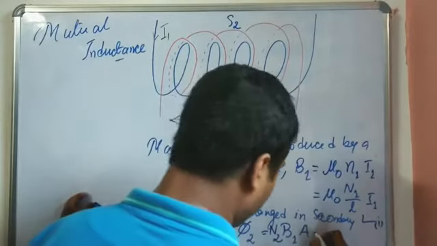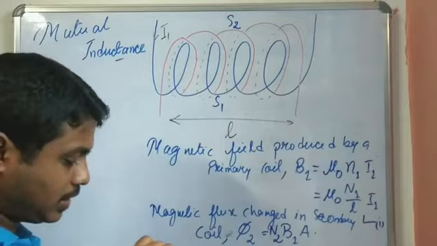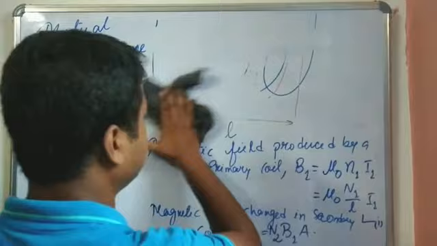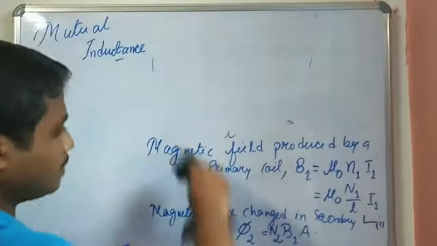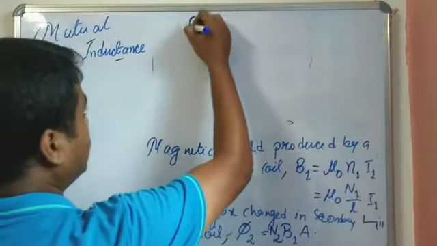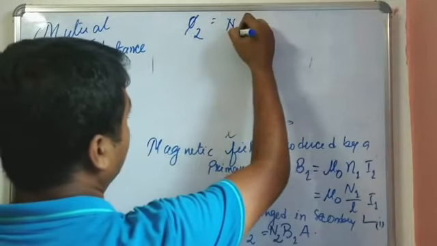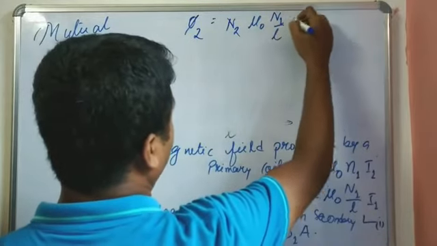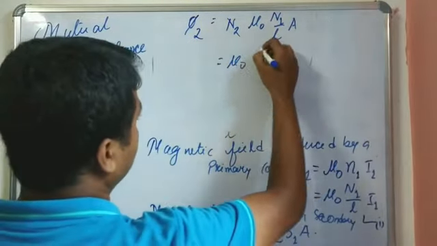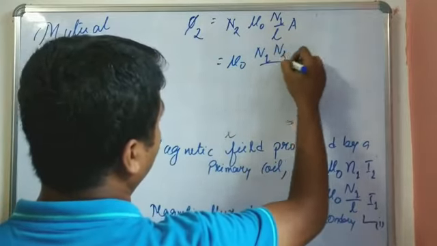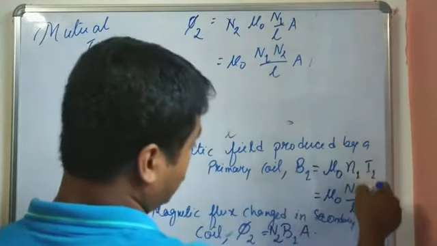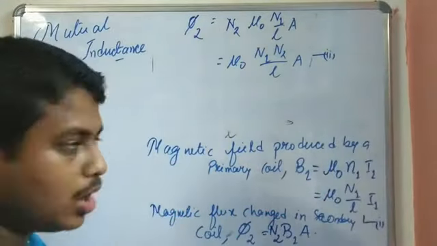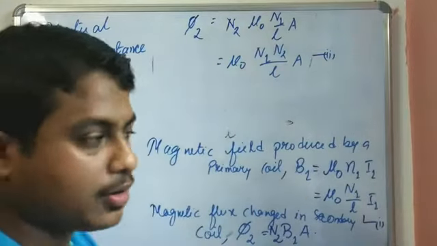So if I put the value now, I'll be rubbing the above diagram. So phi 2 will be equal to N2 into B1. If I put the value from here, it will be mu naught N1 by L into A. So it will be mu naught N1 N2 by L into A. So this is equation number 2. Got it? We have got the magnetic flux linked with the secondary coil.